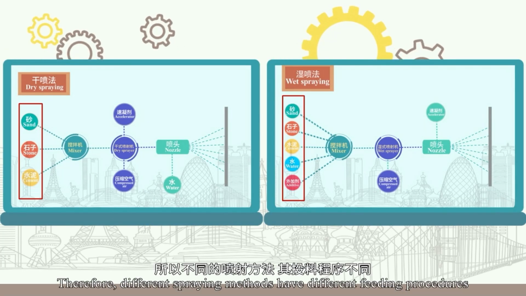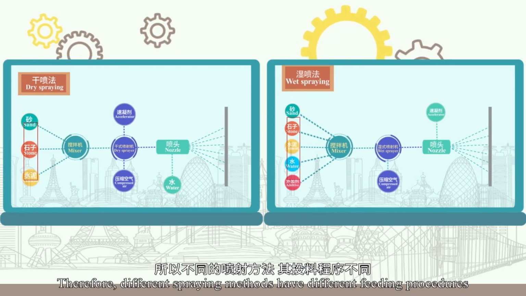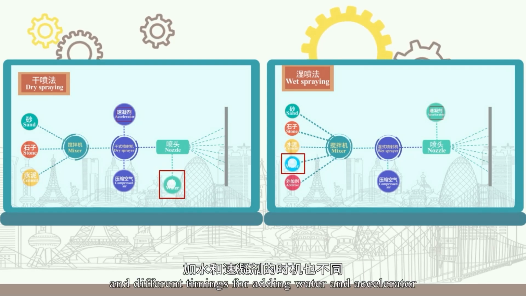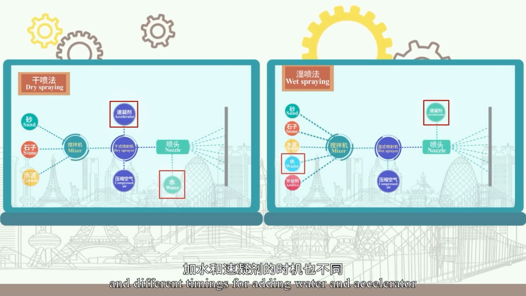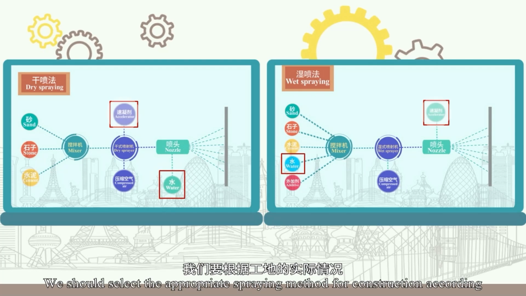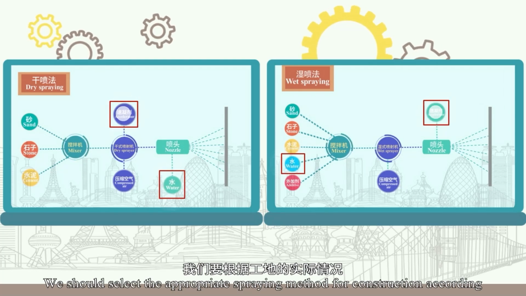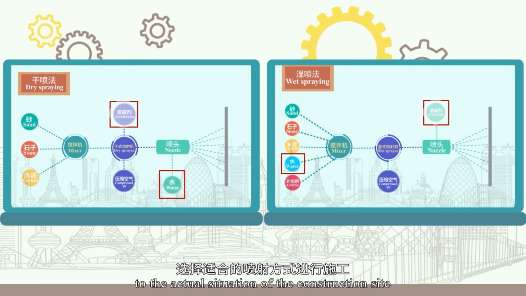Therefore, different spraying methods have different feeding procedures and different timings for adding water and accelerator. We should select the appropriate spraying method for construction according to the actual situation of the construction site.